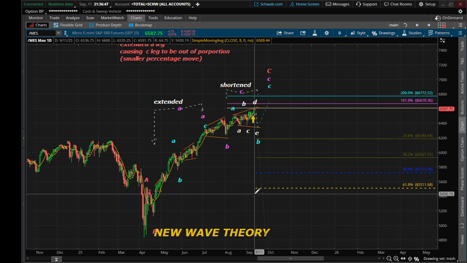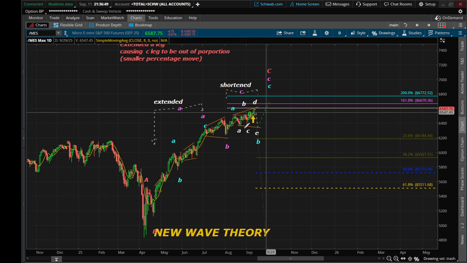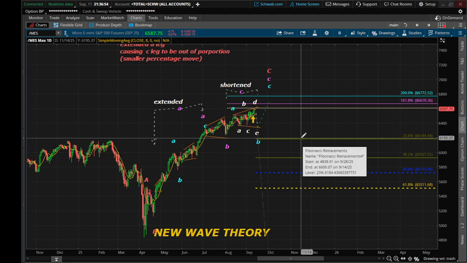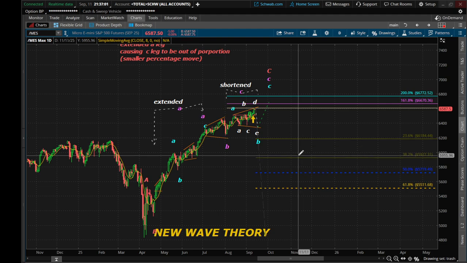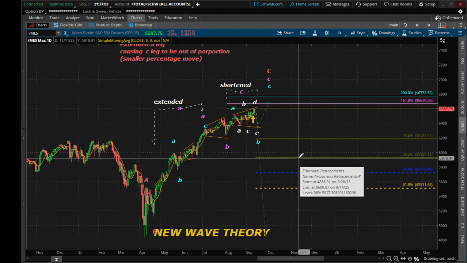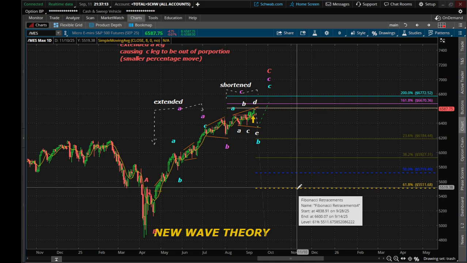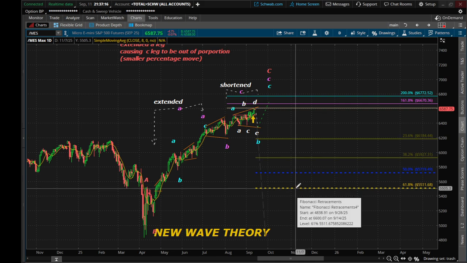Okay, so from the April low, if we start to break the trend line, then the targets are going to be the 23.6 at 61.84, the 38.2 at 59.27, then the 50% at 57.19, and the 61.8 at 55.11.